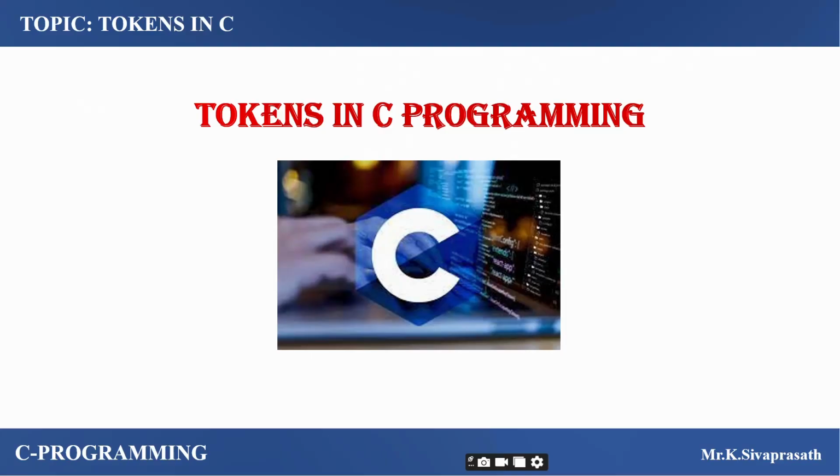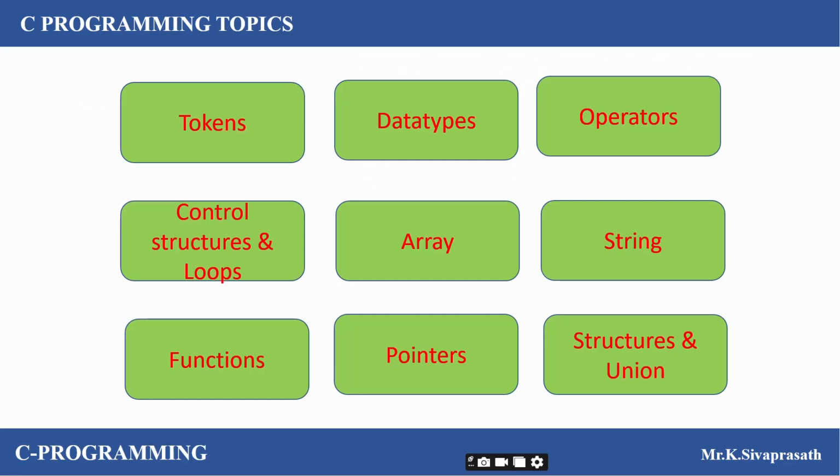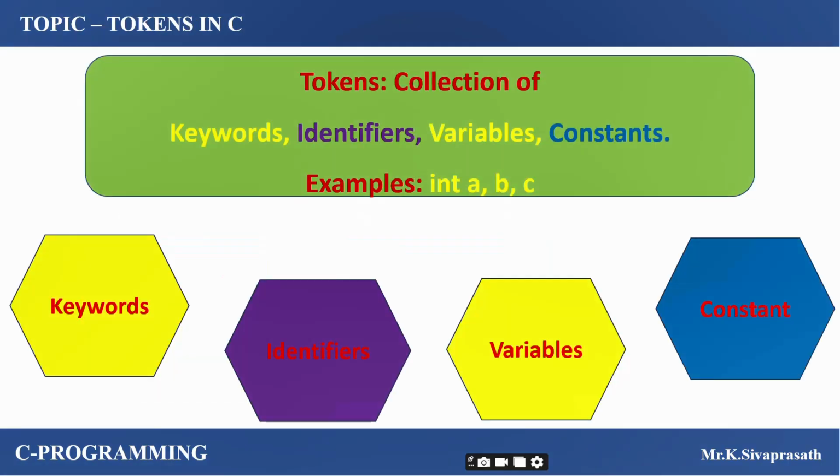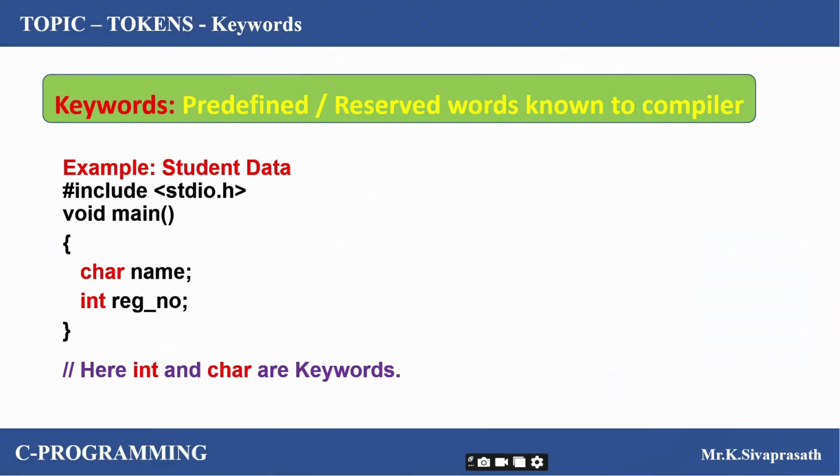Today let us explore the topic of tokens in C programming. From this set of topics, tokens emphasize the entry point into the C programming world. Now let's see what a token is. Tokens are the collections of keywords, identifiers, variables and constants. So now these topics come into the picture. Let us explore these topics in brief.